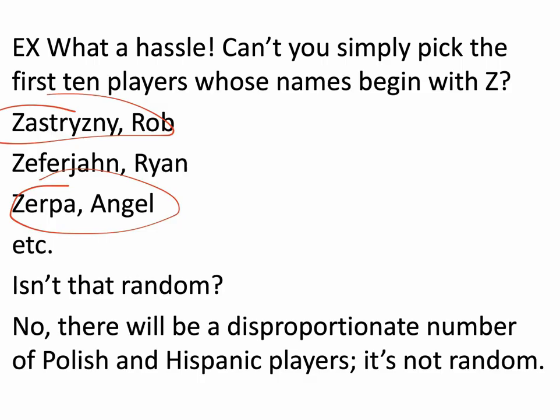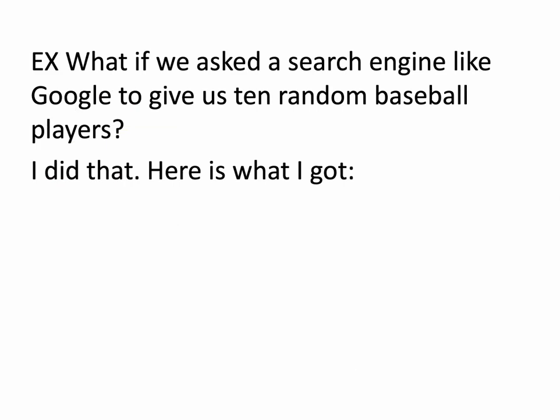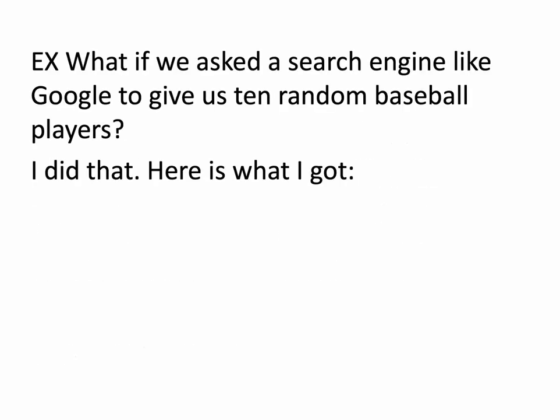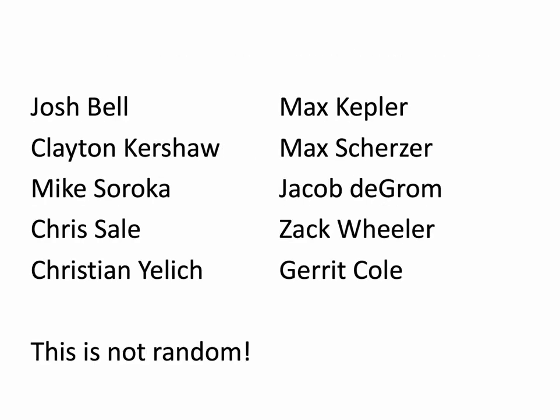So no, you can't pick the first 10 players whose names begin with a Z, or the first 10 players whose names begin with an A. That's not random. What if we asked a search engine like Google to give us 10 random baseball players? I did that. Here's what I got. These 10 players. This is not random. I asked for 10 random baseball players, and I got these guys. This is not random. Look at these players.